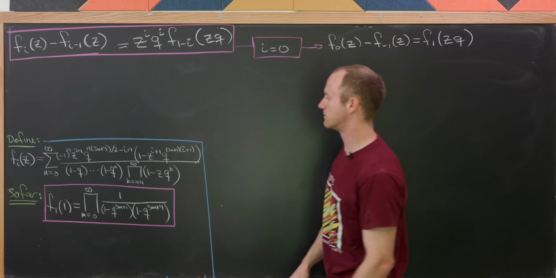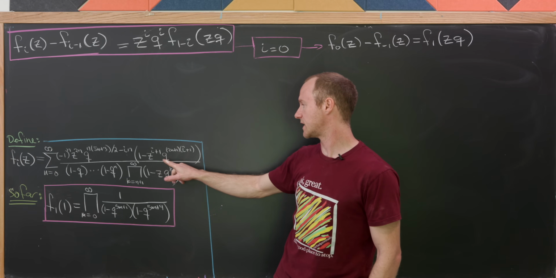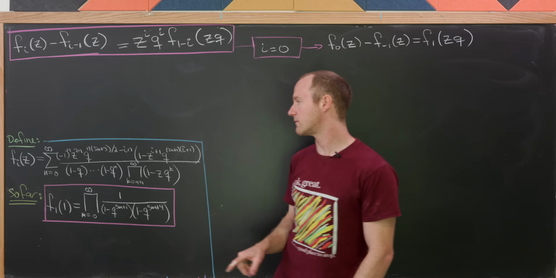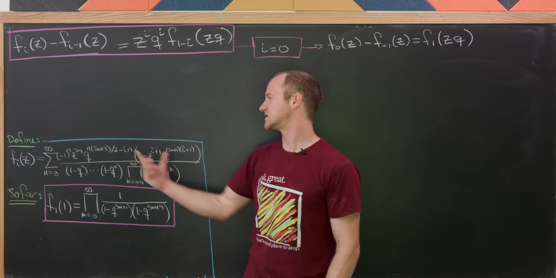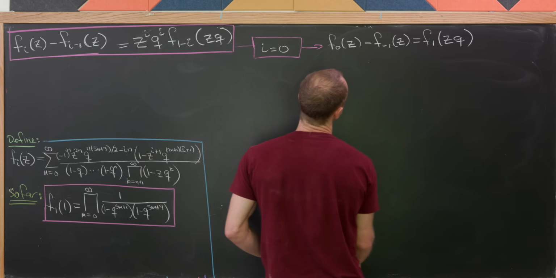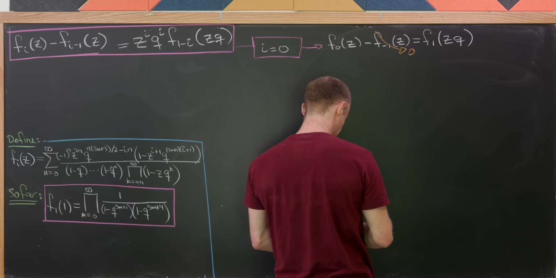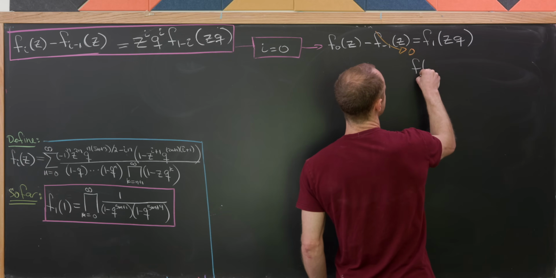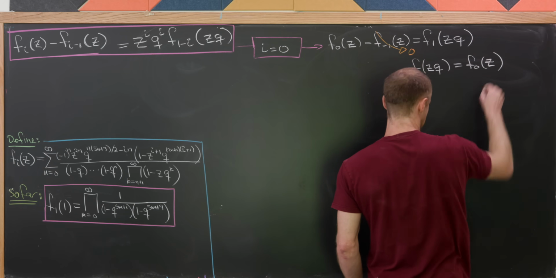But let's look at this f sub minus 1 of z and observe that that's going to give us a z to the 0 here and a q to the 0 here. In other words, the number 1. So this term right here is 1 minus 1 for all values of n. But 1 minus 1 is 0, so that means this numerator is always 0. But if you're adding up a bunch of zeros, you simply get 0. So that means this f sub minus 1 of z is simply equal to 0, giving us, well, this really important rule that f sub 1 of zq is equal to f sub 0 of z.